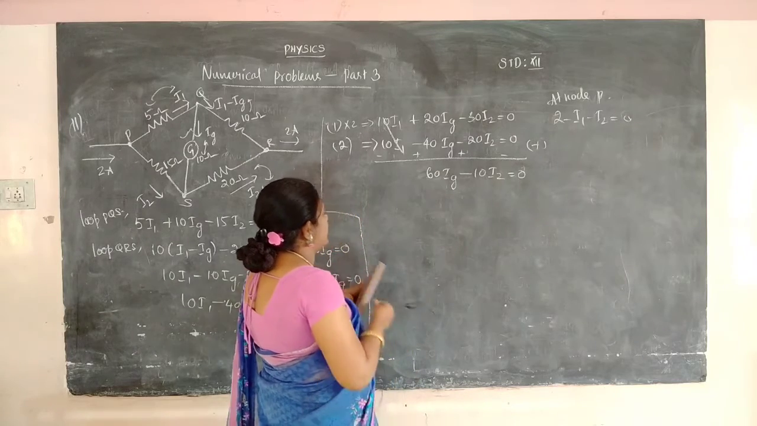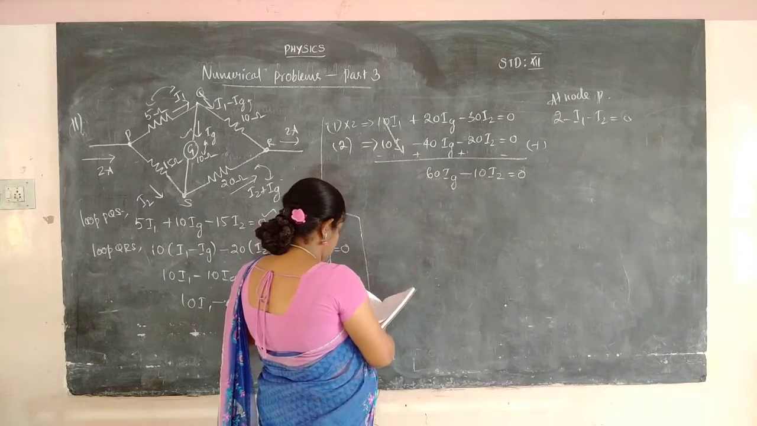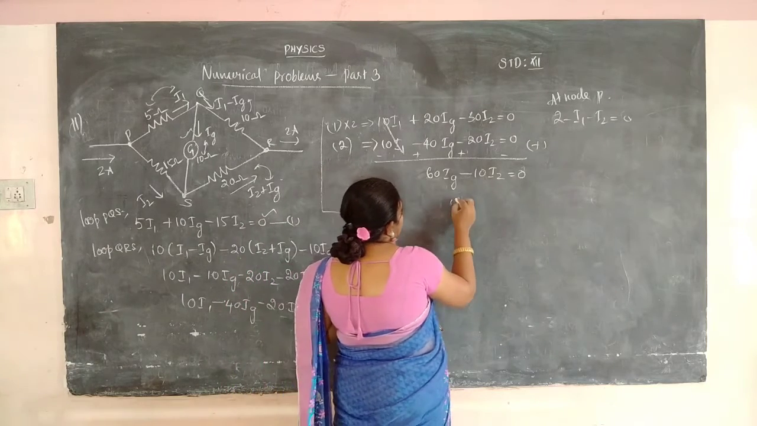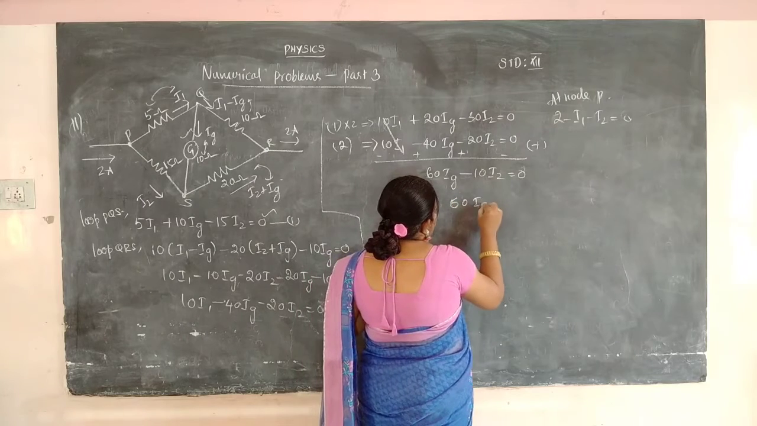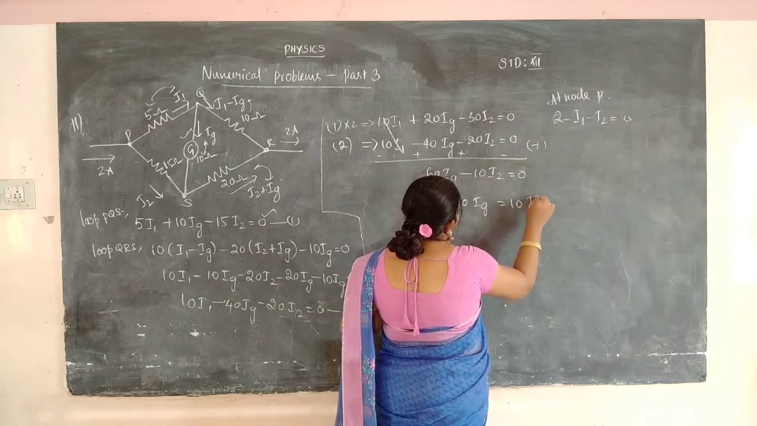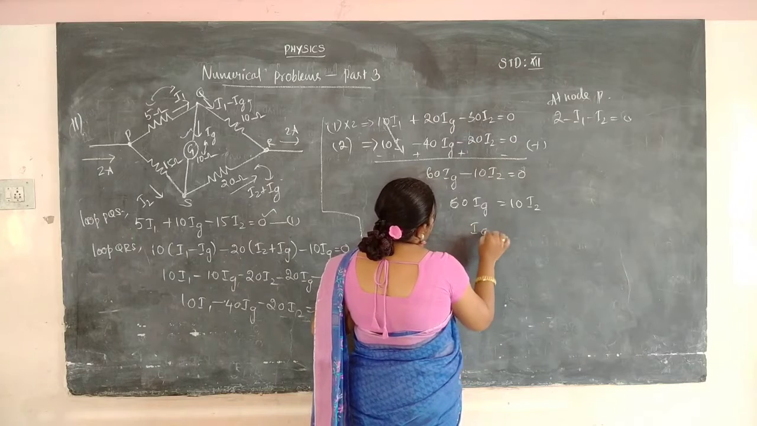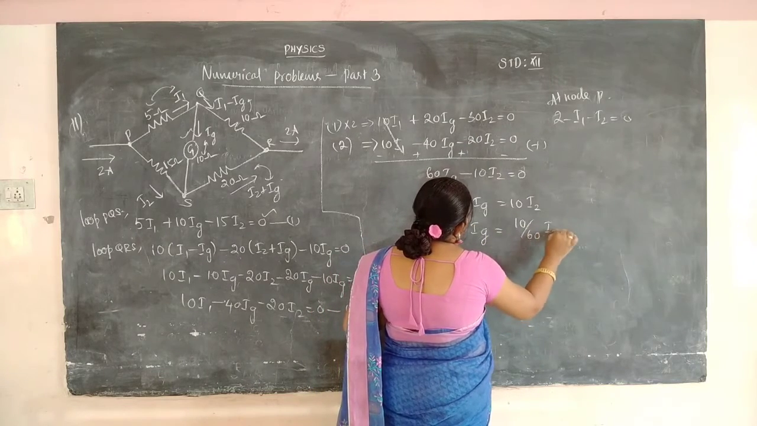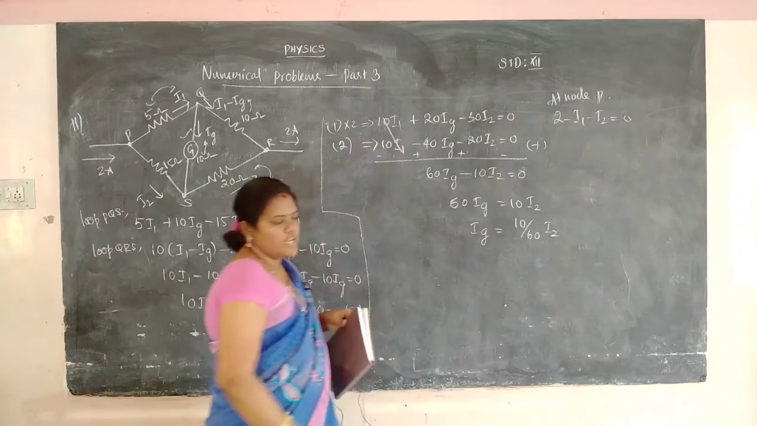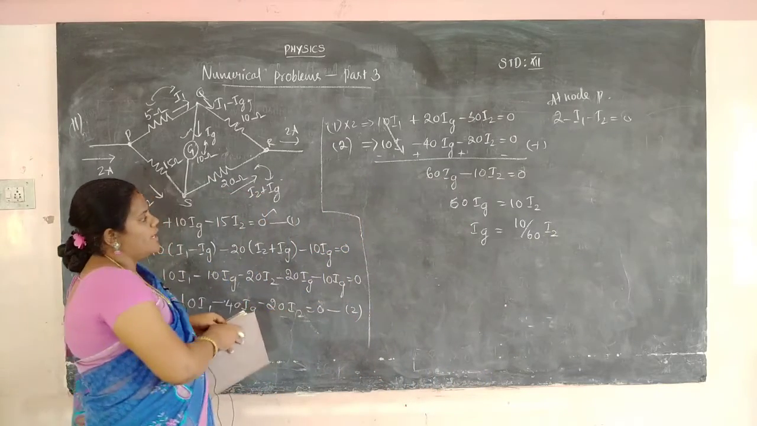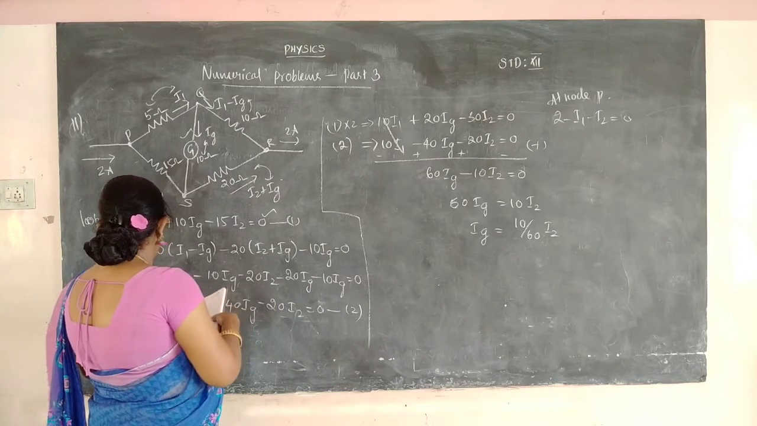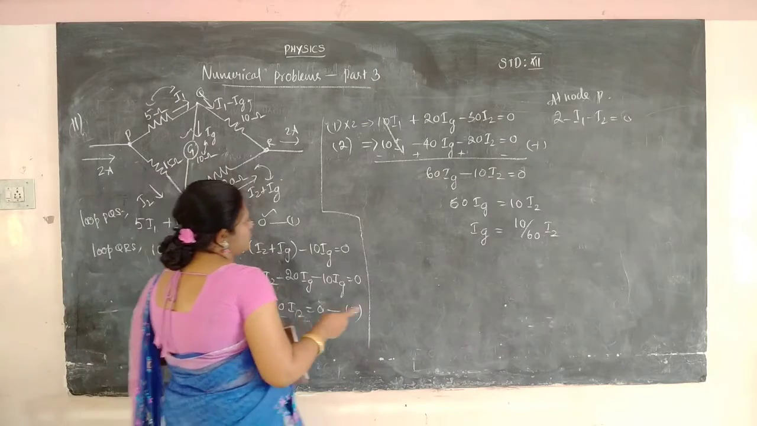So 60 IG minus 10 I2 is equal to 0. We want IG, so 60 IG is equal to 10 I2, so IG is equal to 10 by 60 into I2. This is the third equation.